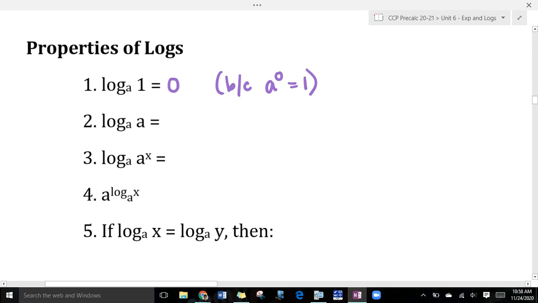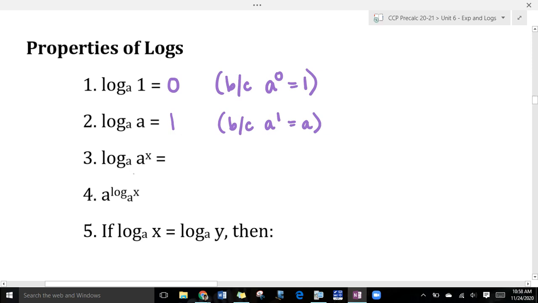All right, how about number 2? What power of a equals a? So what exponent can I put on a to get an answer of a? And that would be 1. Why? Because a to the first equals a. Remember, these are our missing exponents. A to the first equals a.